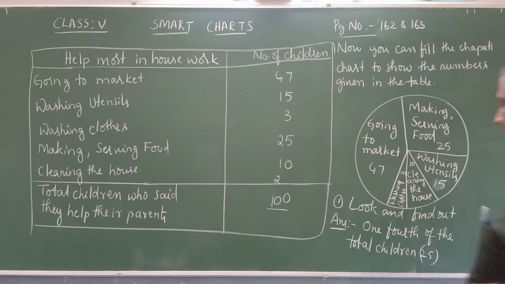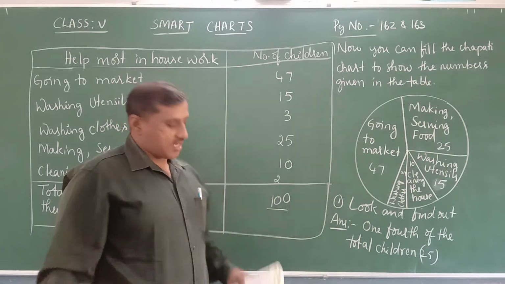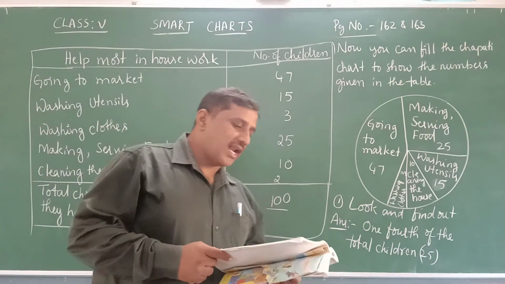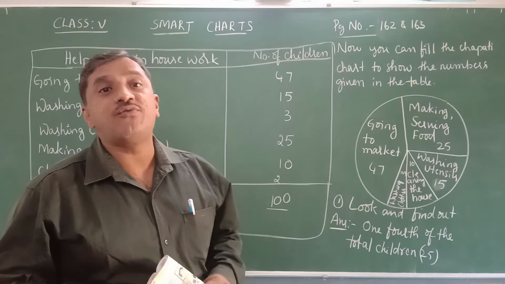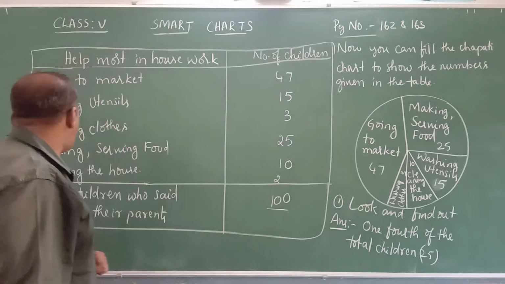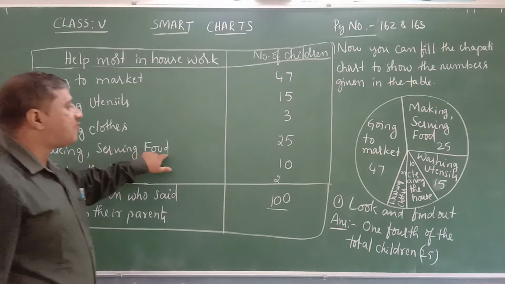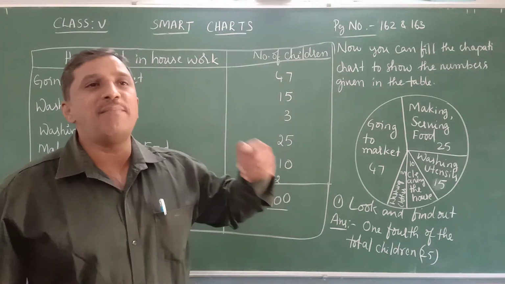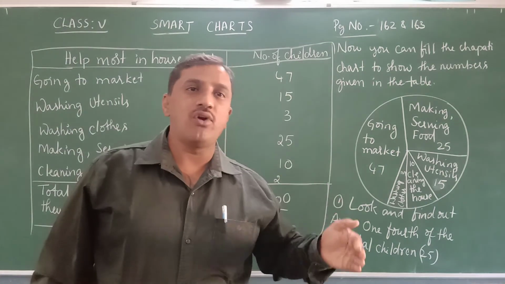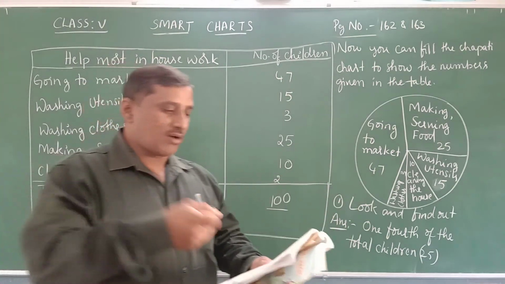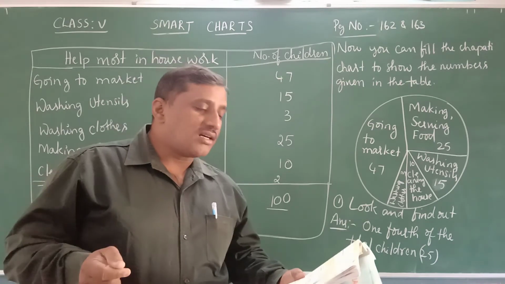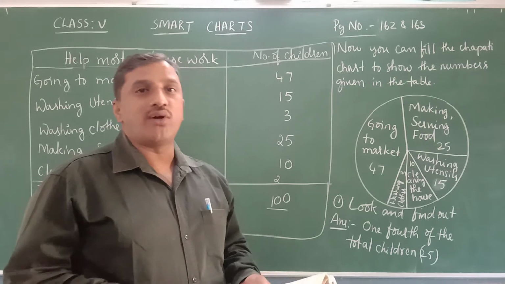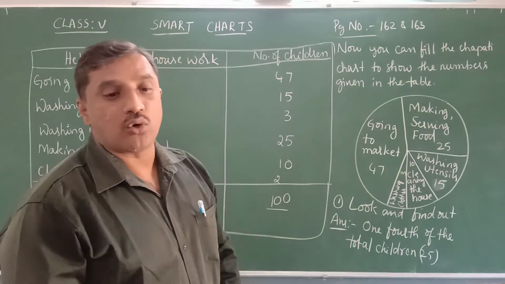Now here we have one question. Look and find out. Children who help in making and serving food are 25. 25 children are helping their parents in making and serving the food. One question on this: A, 1/3 of the total children; B, half of the total children; and C, 1/4 of the total children.